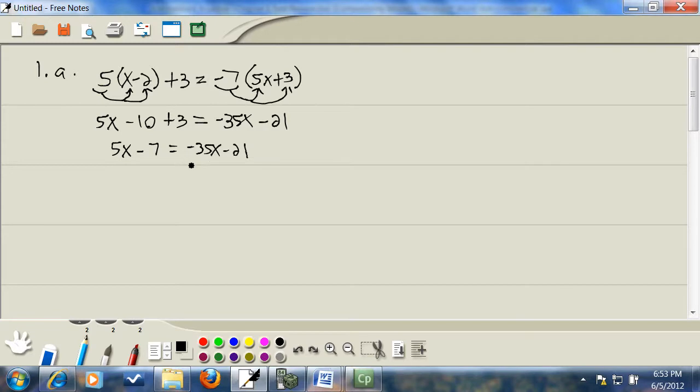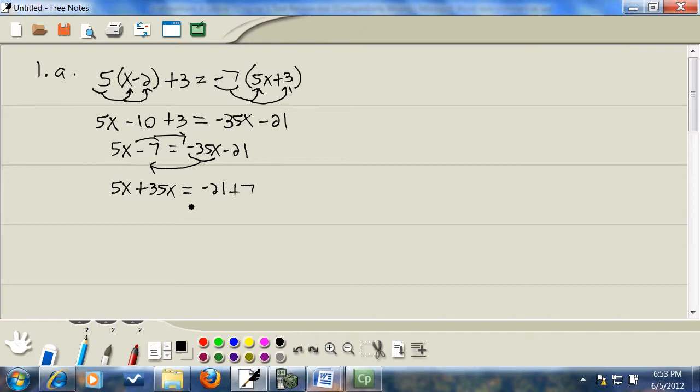Second step, get rid of fractions. Don't have any. Third step, get everything with an x on one side, numbers on the other. So I'll take this negative 35x, move it to the left side. And I'll take this negative 7, move it to the right side. So we got 5x plus 35x. When you take anything across the equals, the sign changes. So the negative 35x becomes a positive 35x. The negative 7 becomes a positive 7.